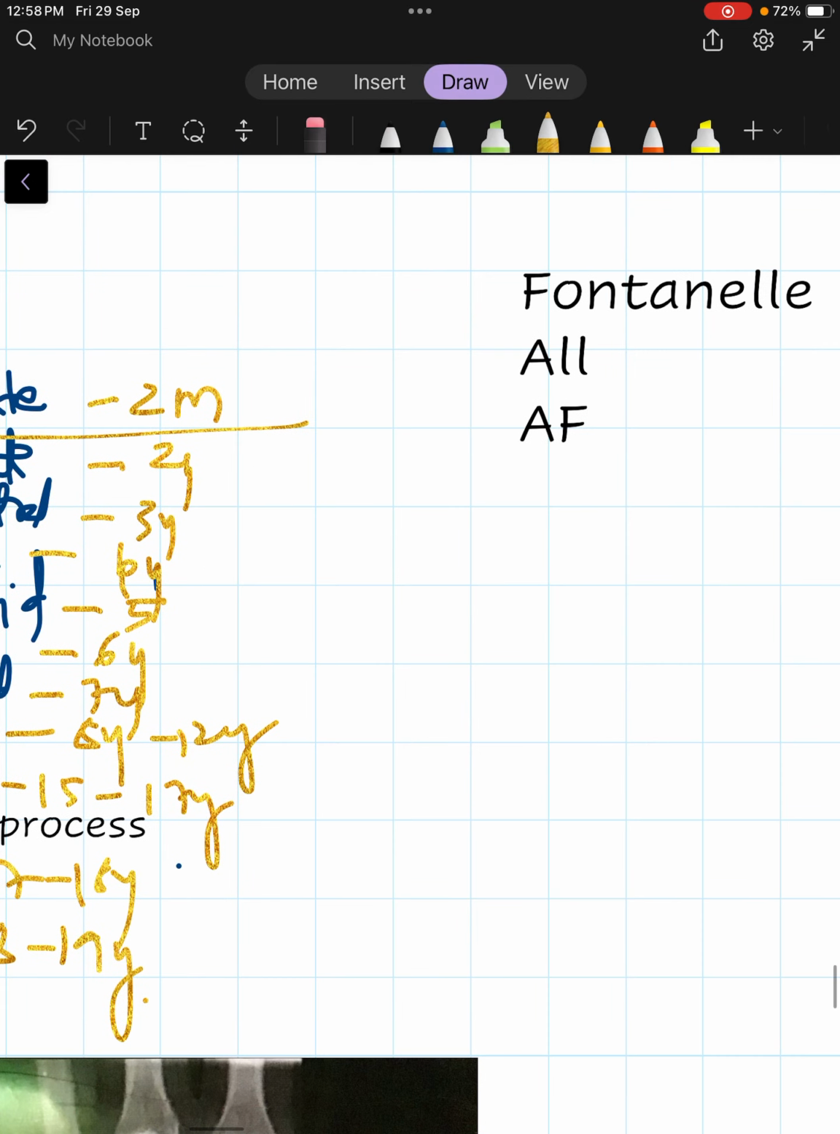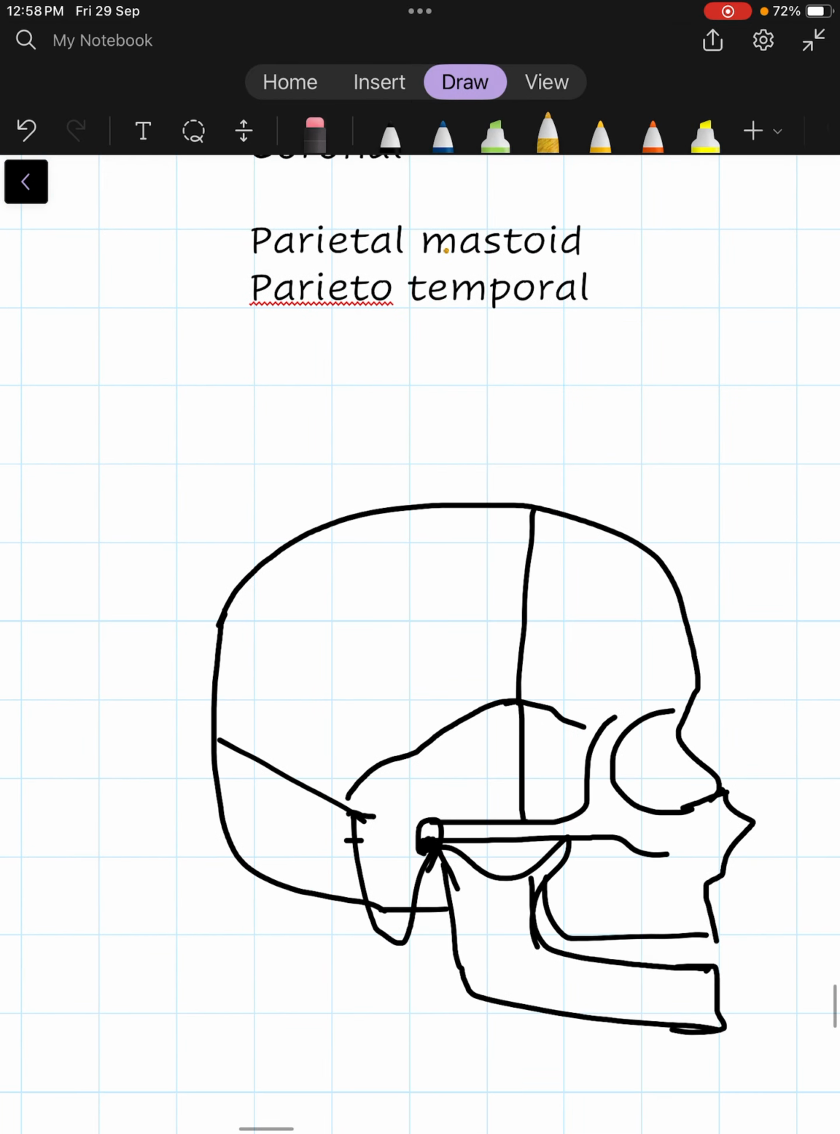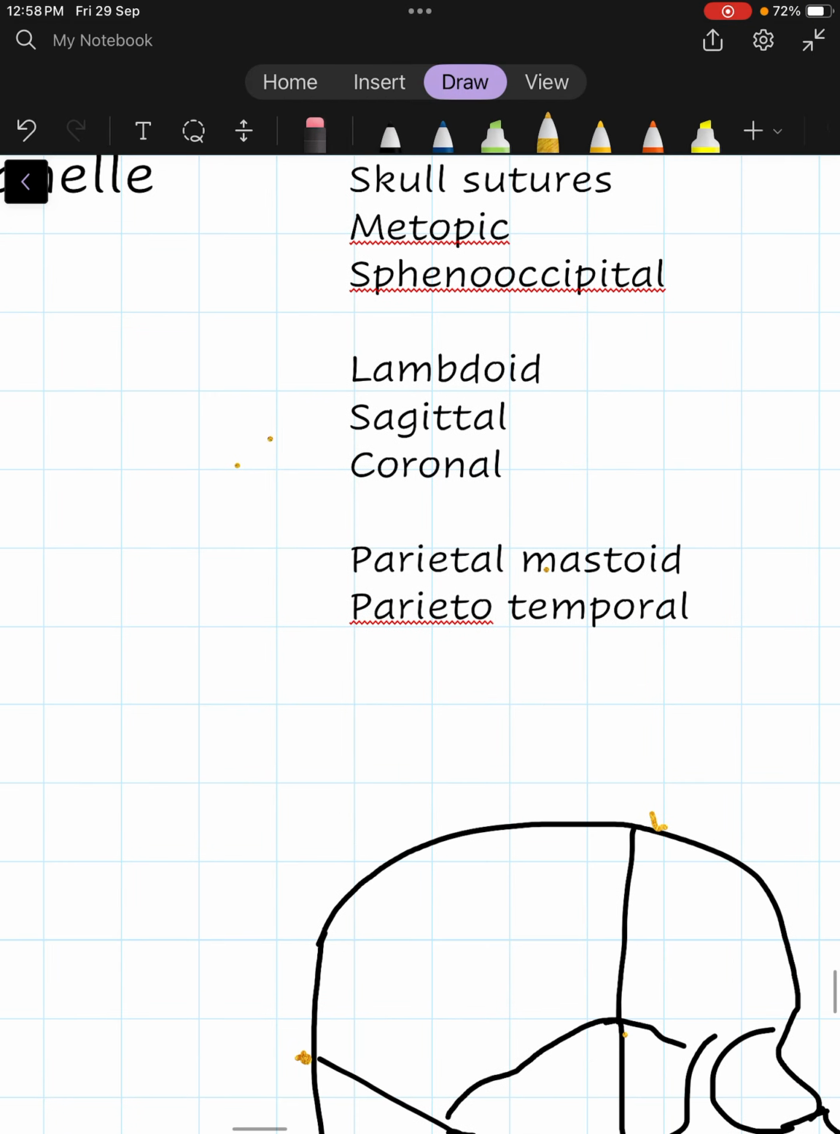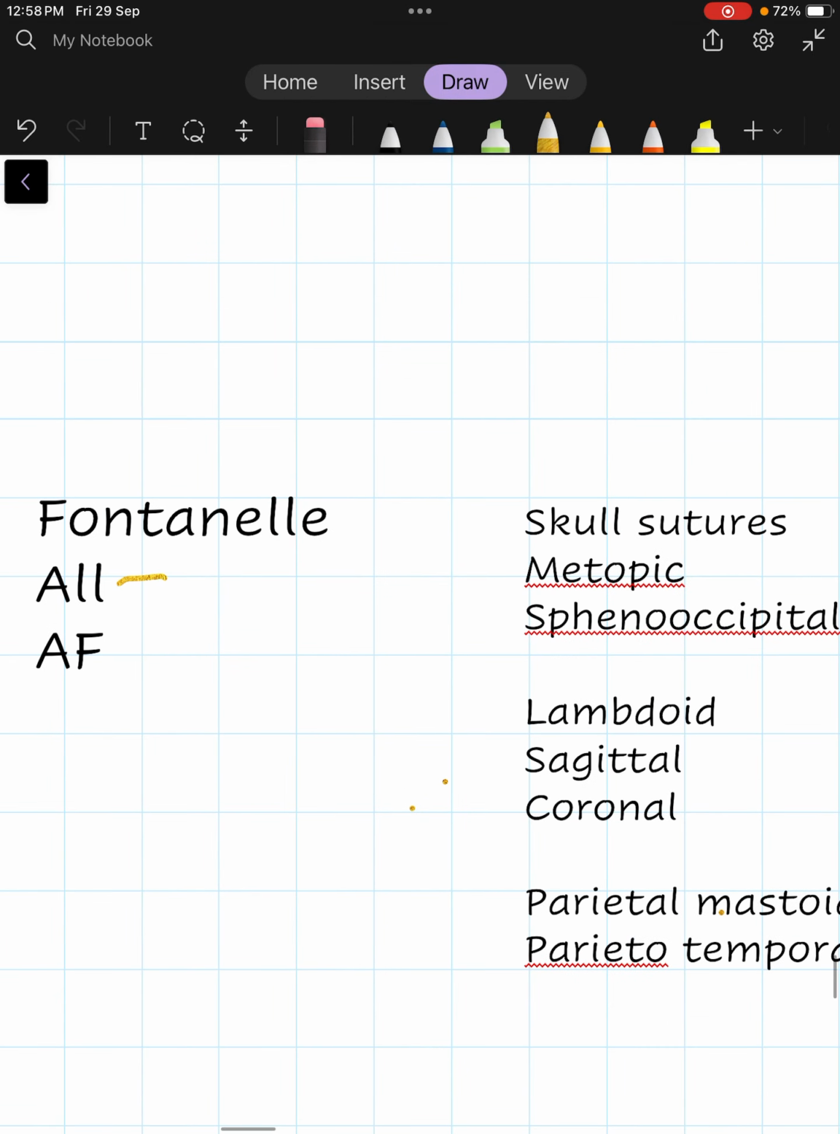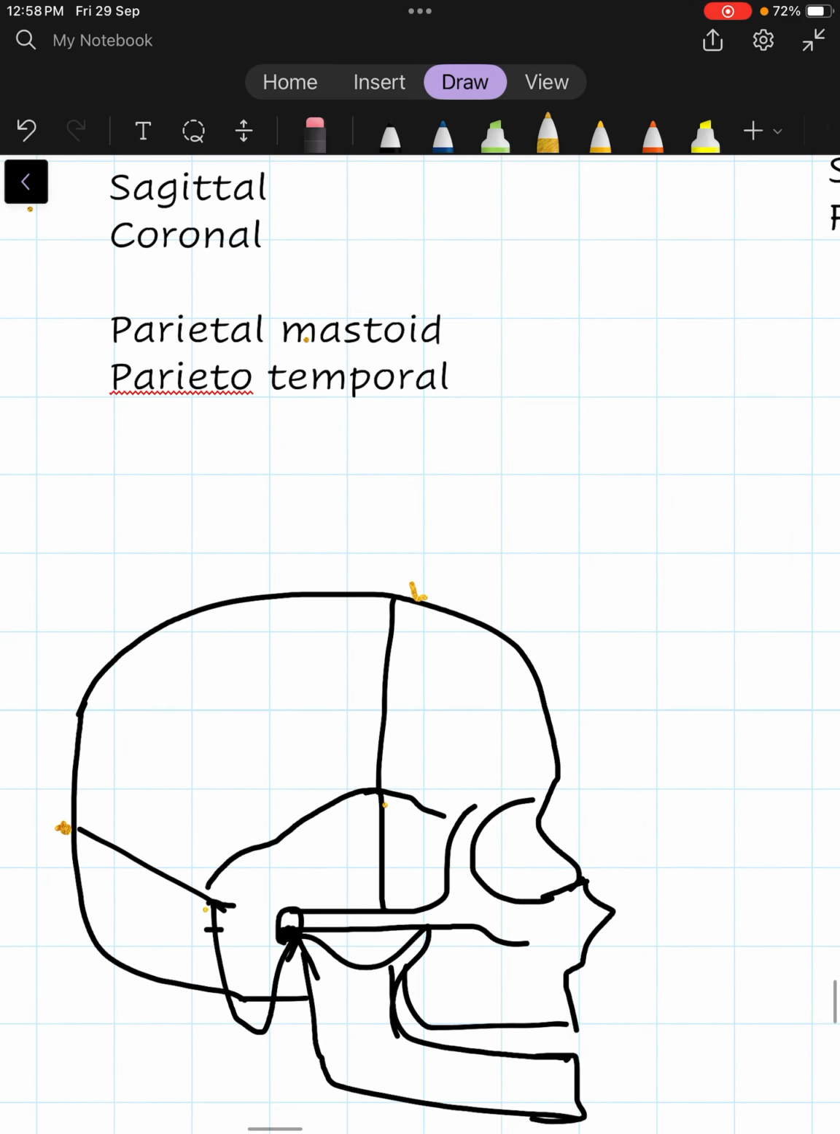Okay. Now fontanelles, we have in the child: anterior fontanelle, posterior fontanelle, sphenoid fontanelle and mastoid fontanelle. All fontanelles would have closed by 6 months, usually between 3 to 4 months, but the anterior fontanelle will close at 2 to 3 years. Then we have sutures. Before that, bones will be named.